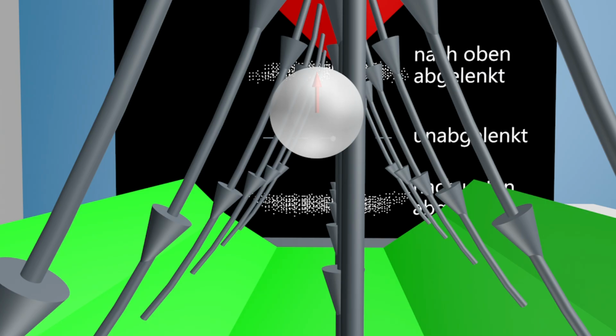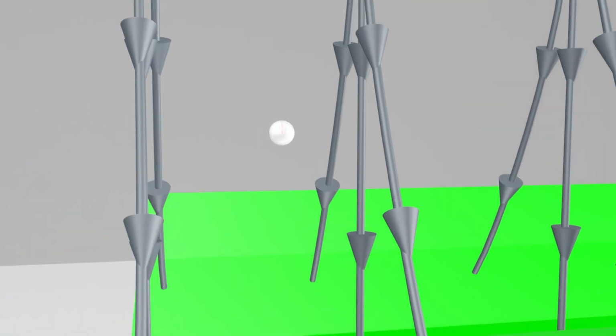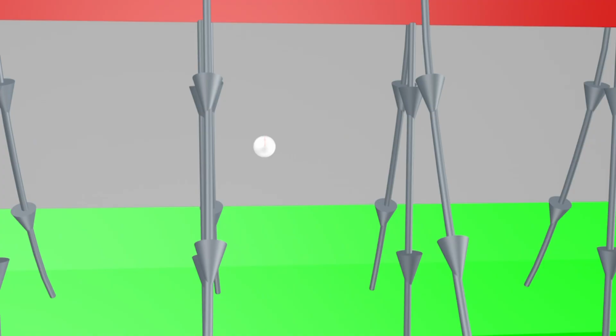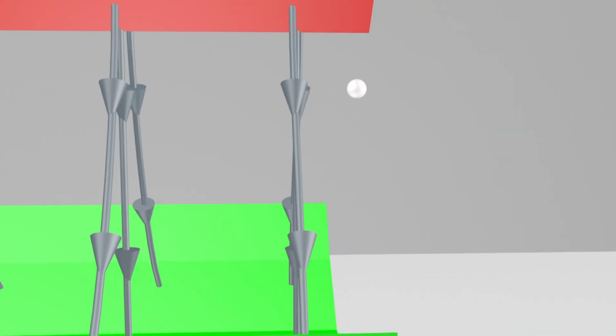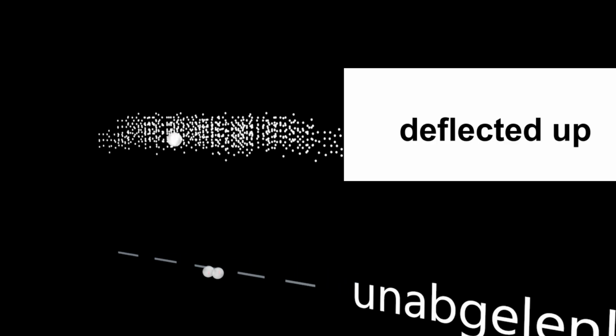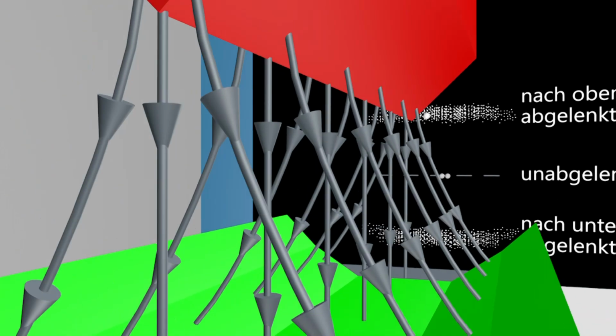In this case, this unpaired electron experiences an upward force. It can thus be shown that the spin of the electron has a magnetic moment and is either attracted by the North Pole, as in this example, and repelled by the South Pole and deflected upwards, or, as in the second example, exactly in the opposite direction.